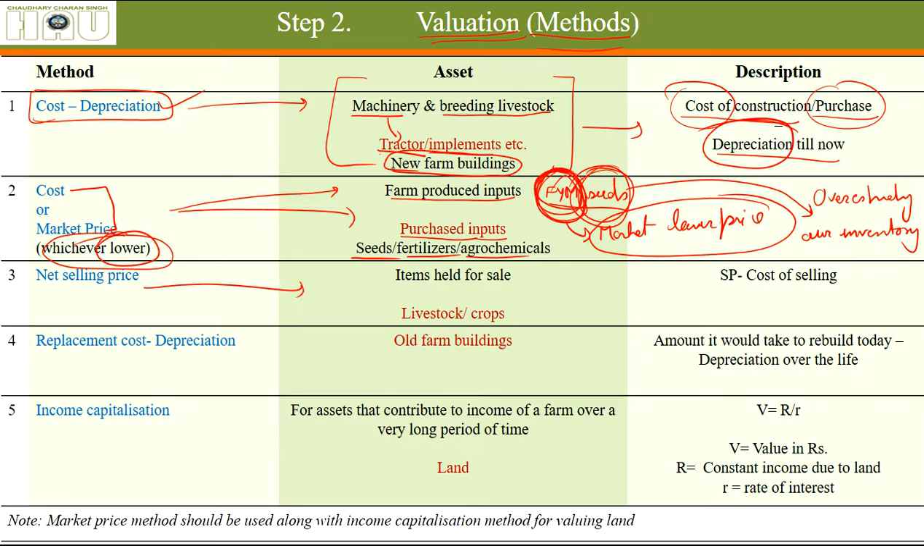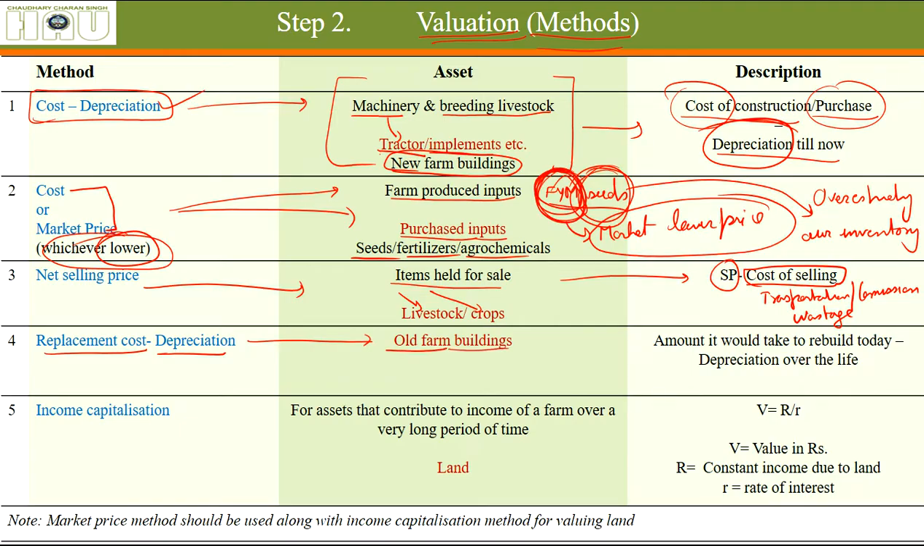Net selling price, we are taking for items that are held for sale, such as livestock and livestock products, crop produce. Selling price, the price we got minus the cost of selling. It might include transportation, and some kind of commission also, and some kind of wastage also. Replacement cost minus depreciation, this method is used for very old farm buildings. How do we calculate it?